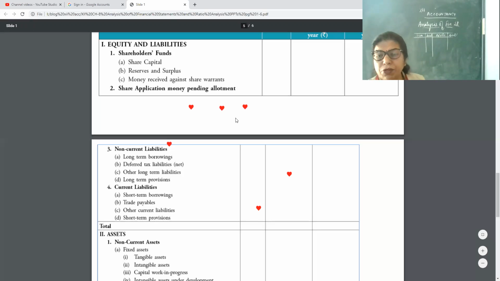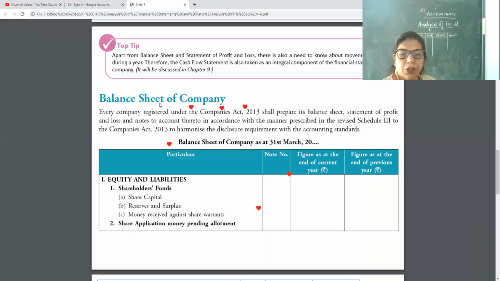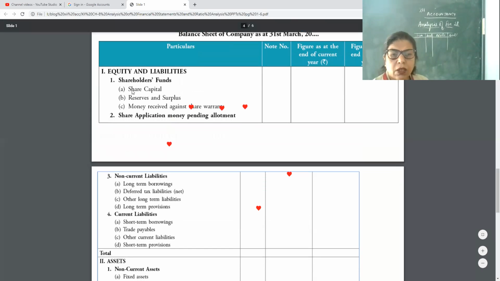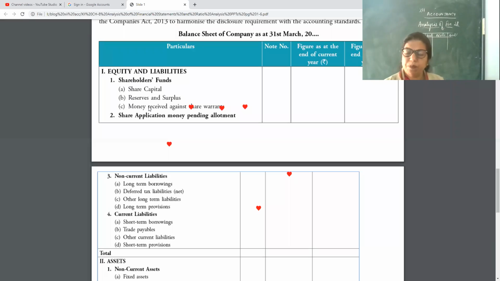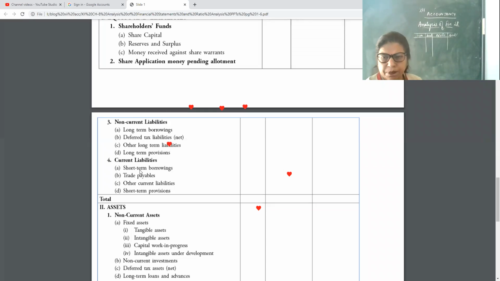Maybe the format of the balance sheet will come in the exam: draw the format of a balance sheet of a company according to Indian Company Act 2013. See the font, please. First you will learn the equity and liability side, this side, the liability side. But for the company, that liability is with equity. So equity and liability: first is shareholders' fund, share capital, reserves and surplus, money received against share warrant, then share application money pending allotment. Now NCL, NCL. NCL means non-current liability.